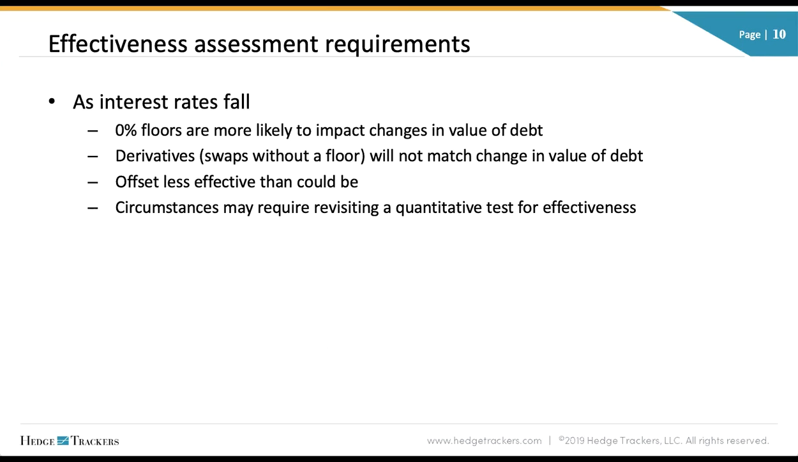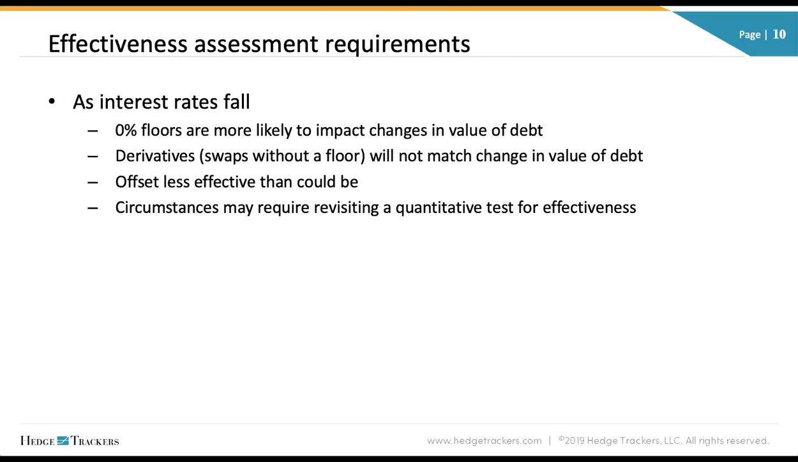Now for those clients with floors above 0% hedged with swaps without a floor, we've seen effectiveness fail this quarter. If rates continue to stay very low, we are at risk of more hedge accounting failures. Is there anything that can be done with these failures? Because it seems horrendous. It is. And yes, of course, there is something that can be done.